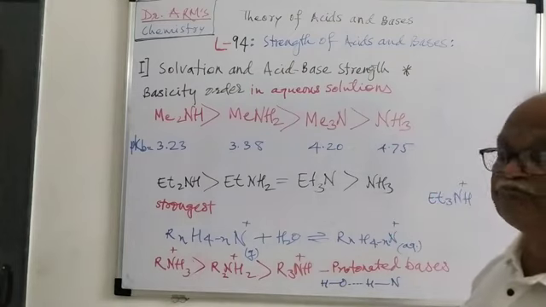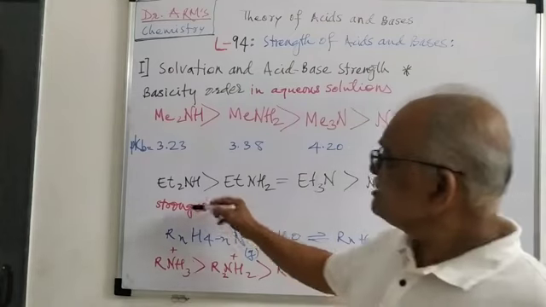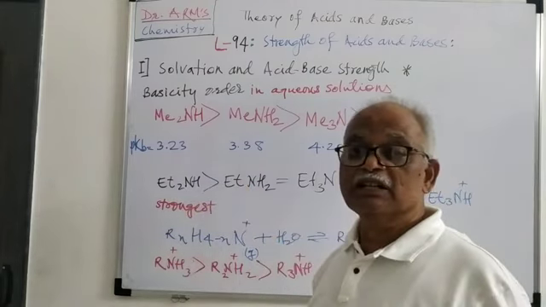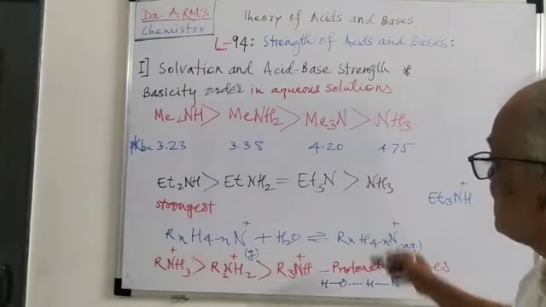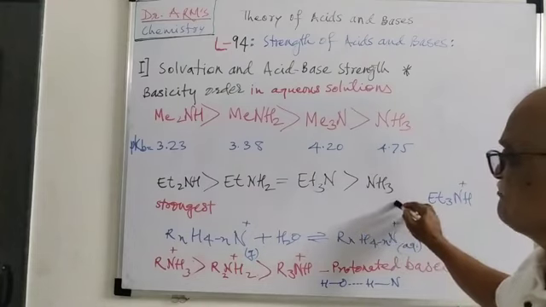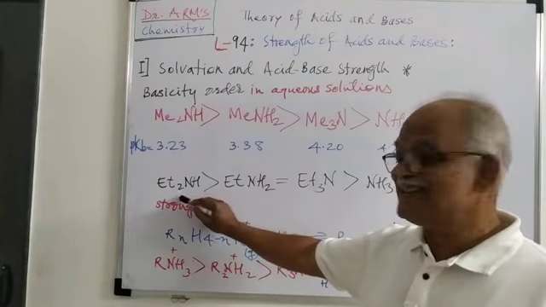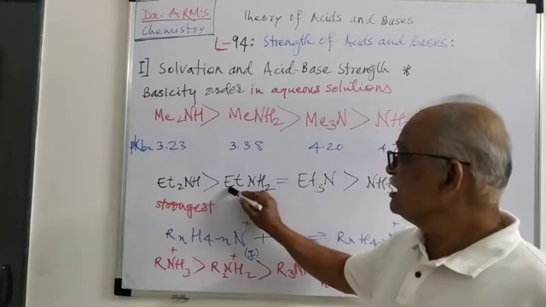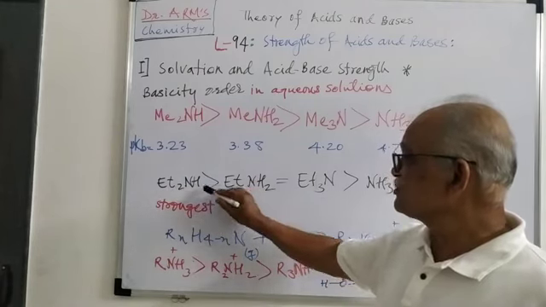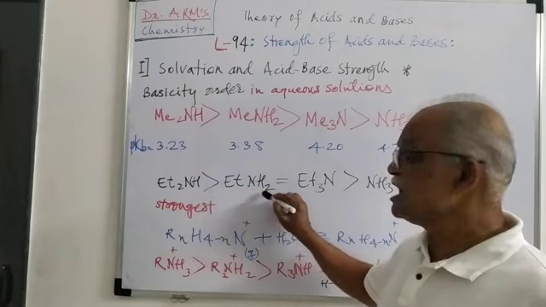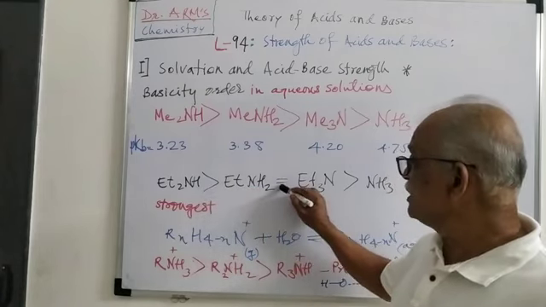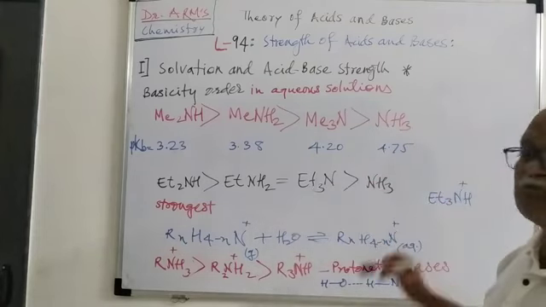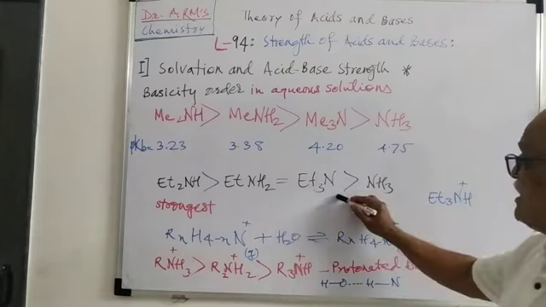and NH3 is the weakest base. Similarly, if we take another series in which ethyl is substituted, so these are ethyl substituted amines. The first and strongest base is diethylamine. Then, this is stronger than ethylamine. This is equal to triethylamine, and this is a stronger base than NH3.